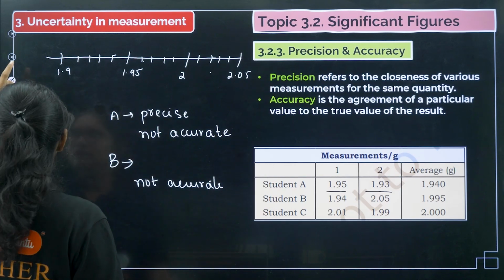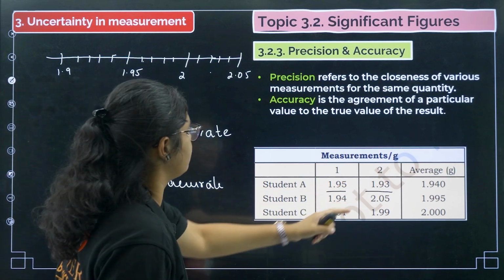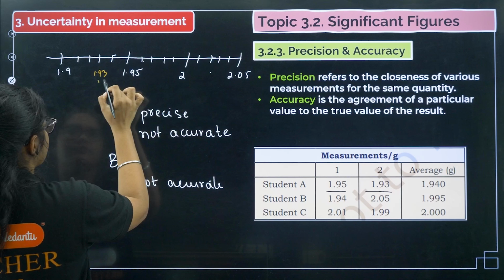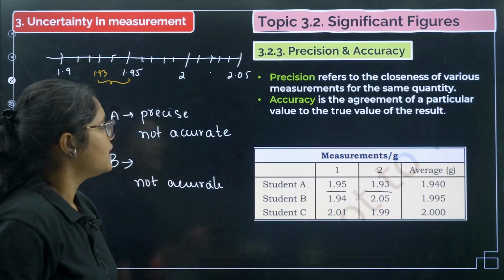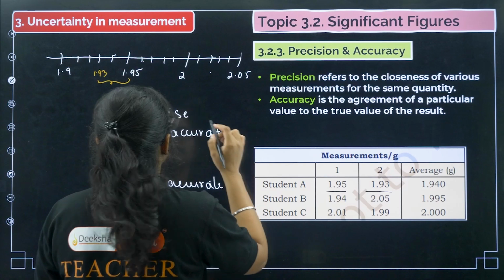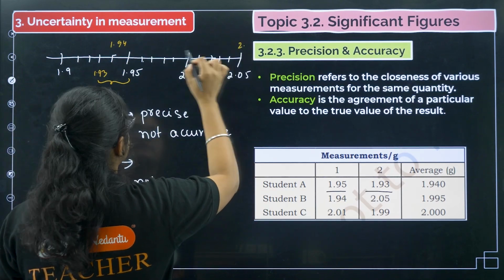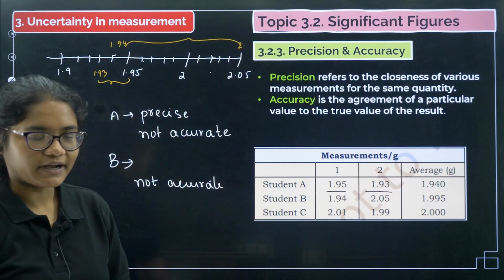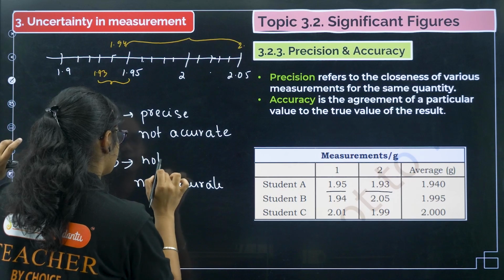Student A's measurements were 1.93 and 1.95, and they are very close to each other. Now if you see student B's measurements, they are 1.94 and 2.05. You see these two values are not close to each other, so this is not accurate definitely, but it is also not precise.